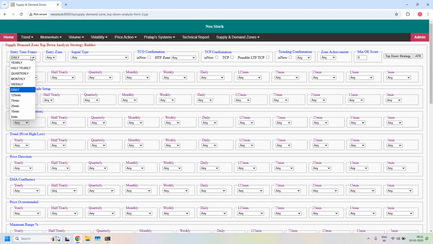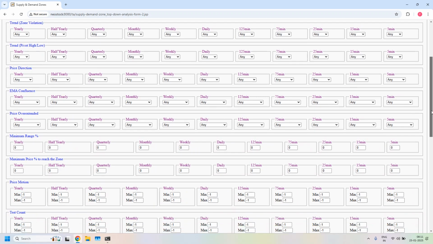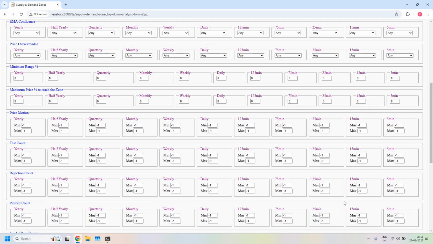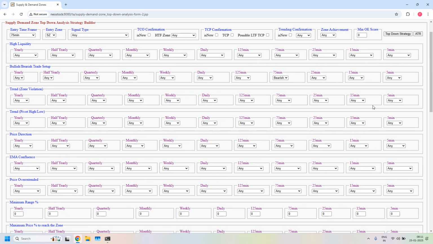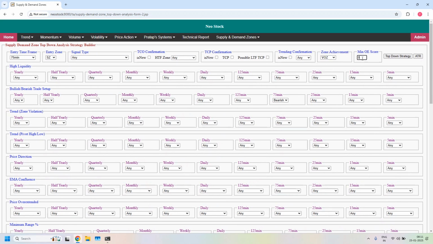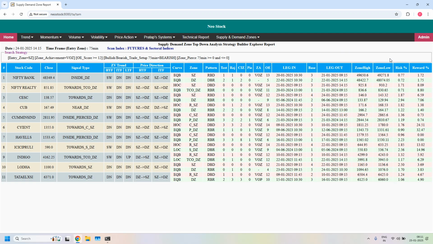Next, bearish trade setup for weekly income trade. Entry time frame 75 minutes, entry zone supply zone. Bullish or bearish trade setup at 75 minutes, I am selecting bearish, and 75 minutes supply zone should not be pierced. So pierced count at 75 minutes, minimum value 0, maximum value 0, zone achievement, minimum order enhancer score 12. With all the three filters, we got 11 stocks, and these 11 stocks are currently supporting bearish trade setup for weekly income trade.